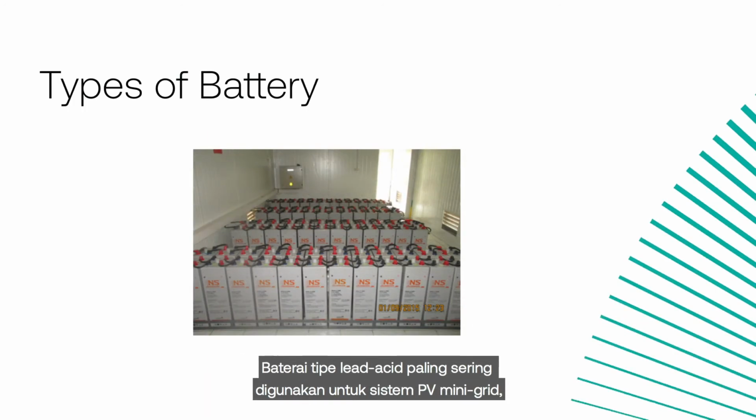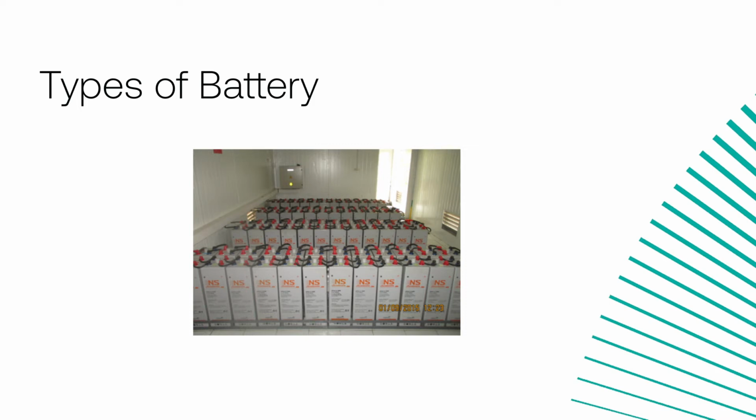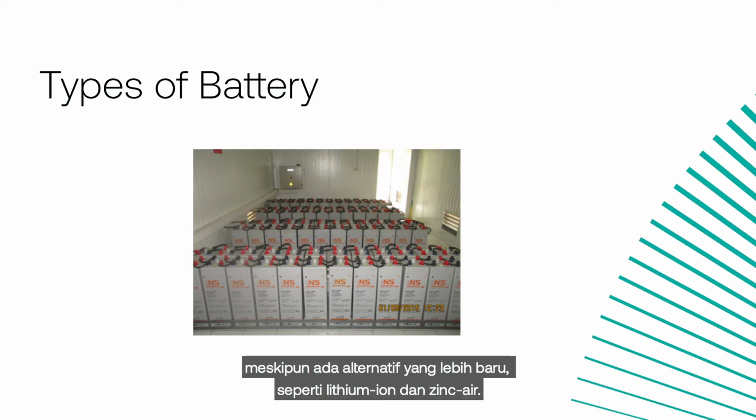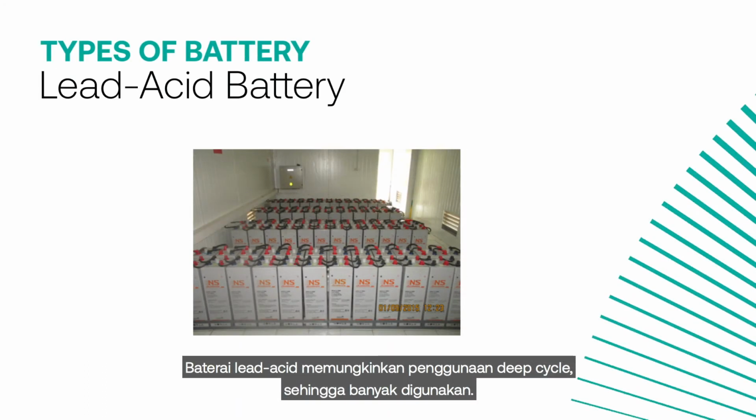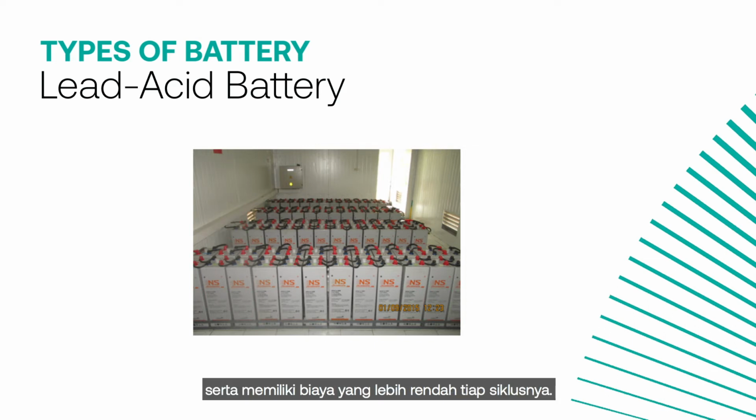Lead-acid batteries are the most commonly used type of battery for off-grid PV mini-grid system, although there are newer alternatives such as lithium-ion and zinc-air. Lead-acid batteries allow deep cycle usage, so they are widely used. This type of battery works reliably for a long time, is safer and easy to use, and has relatively lower cost per cycle.